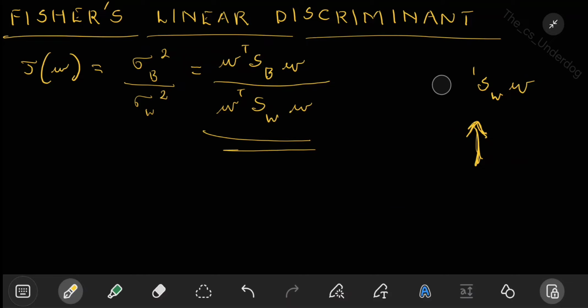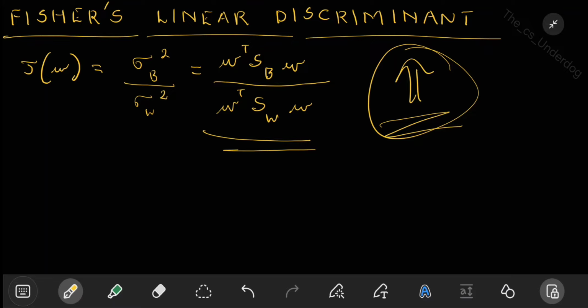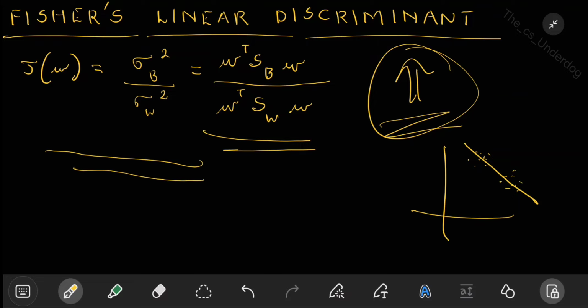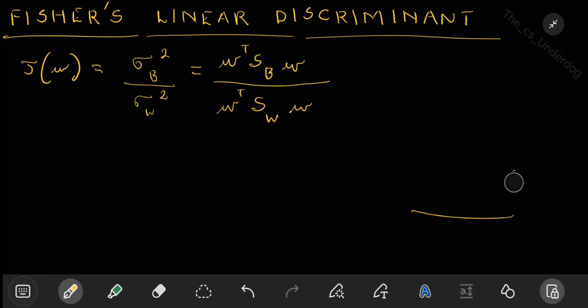What is the next step? You want to maximize the value of Fisher's criterion as much as possible, and you want to see the value of W which will do this maximization. That is the vector W to which I have to project. As simple as that. If you want to identify the right vector to which you want to project, how do you identify it? You look at the Fisher's criterion and find the W which maximizes it, right? So let us see how to maximize this.